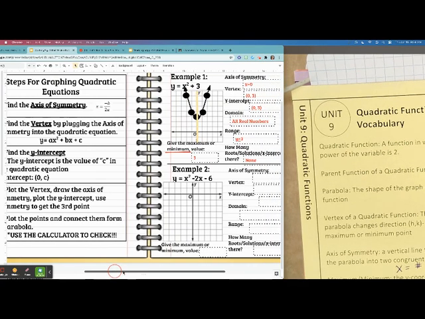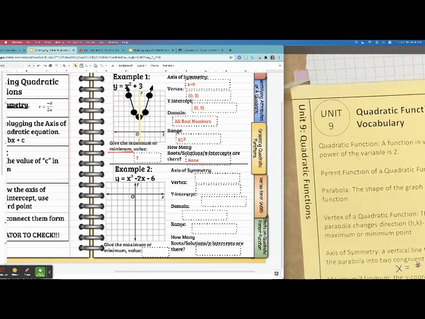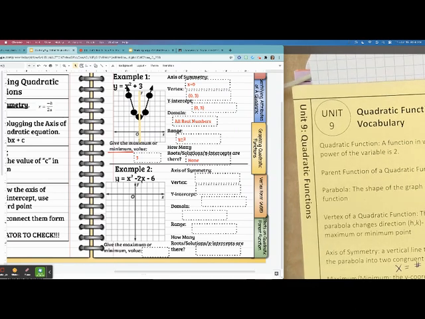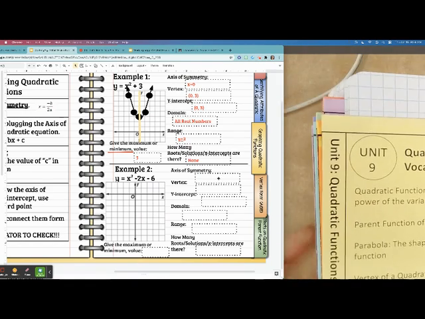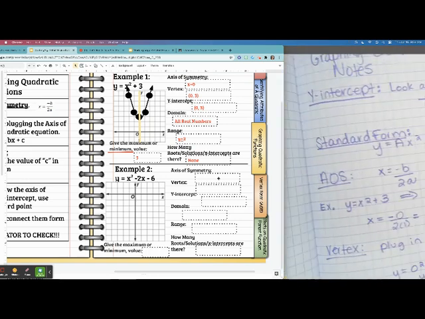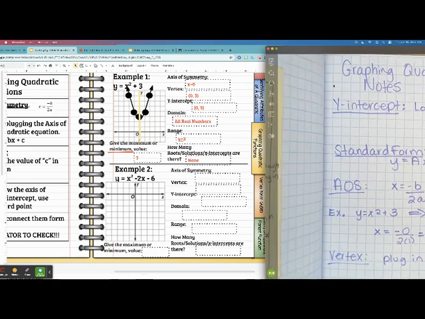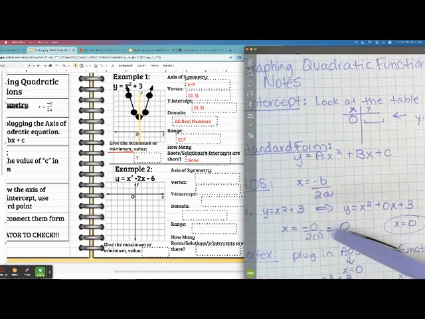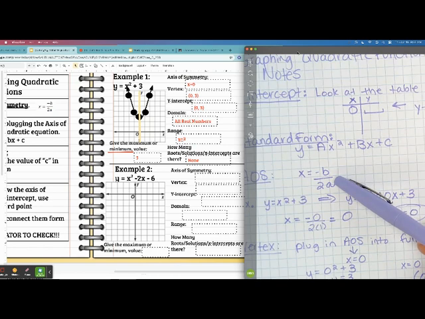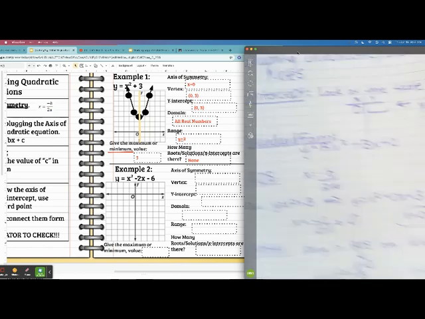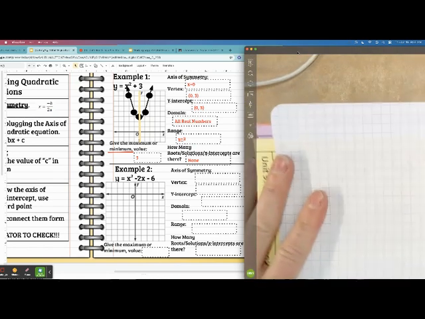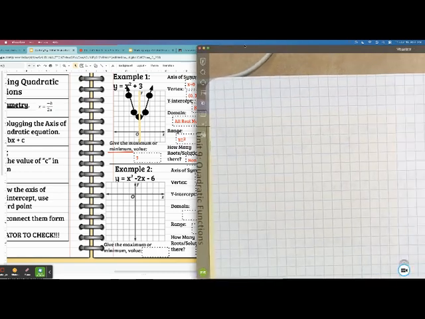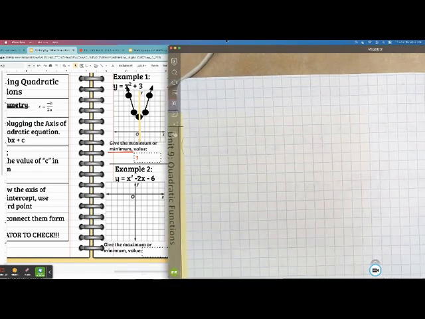So we have done example 1, so we're moving on to example 2. We have y equals x squared minus 2x minus 6. We need to find our axis of symmetry. When we did our first example, the axis of symmetry can be found by doing negative b over 2a. We can also use our calculator. So today we're taking notes on how to use our calculator to find parts of a quadratic function.